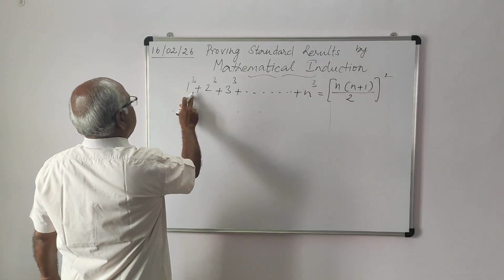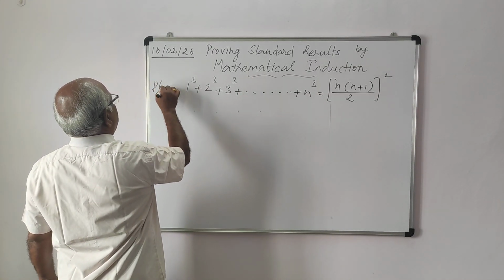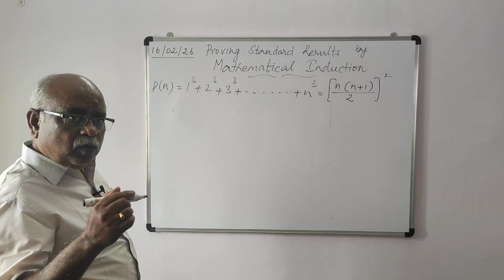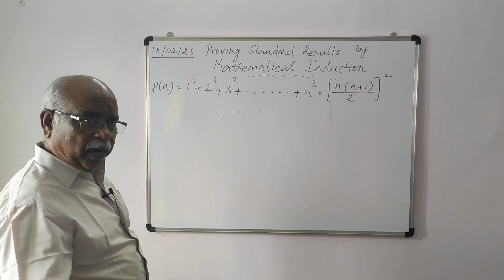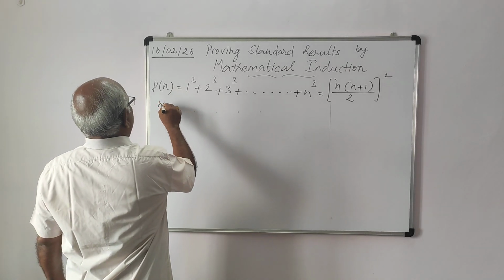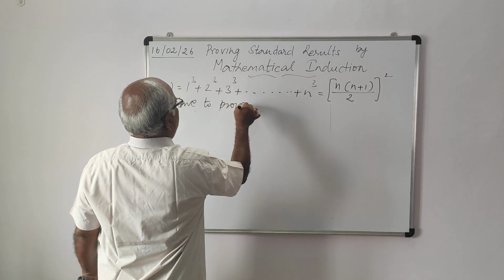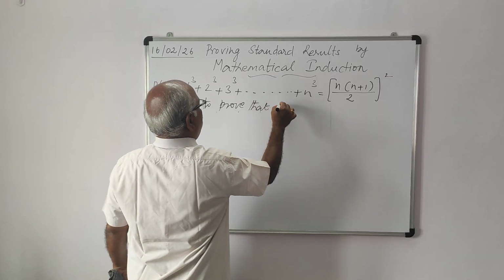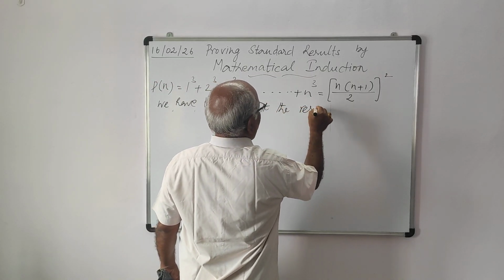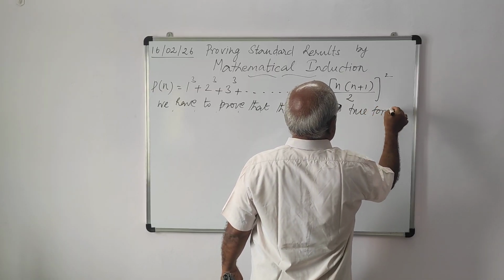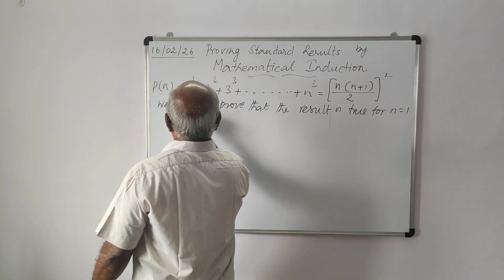You consider the required result as P of n. First step, we have to prove that the result is true for n equal to 1. That is P of 1.